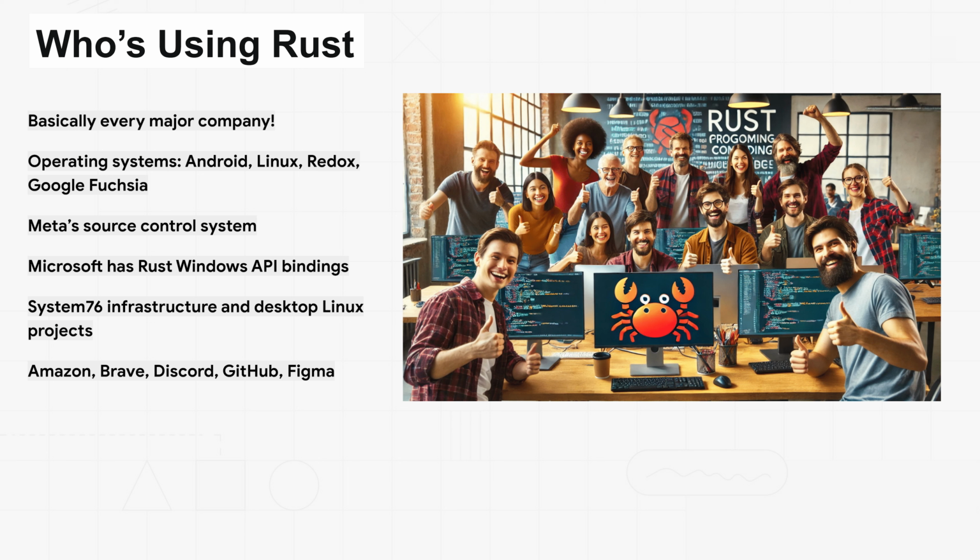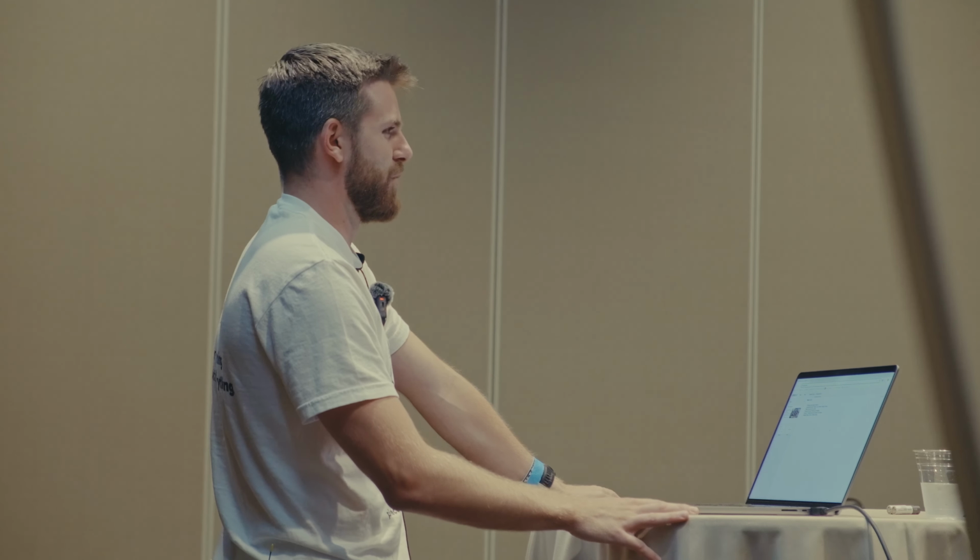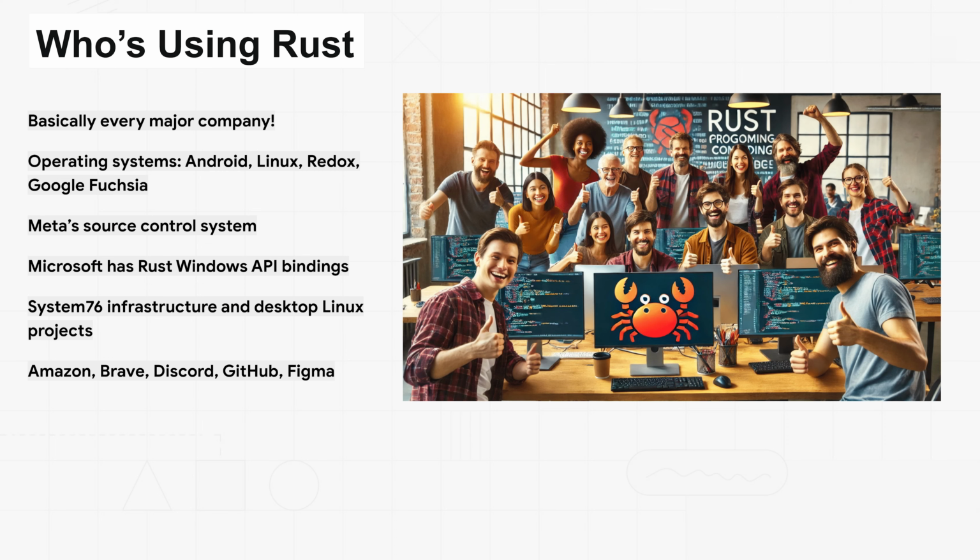Meta uses it in their control system. Microsoft has all of their Windows APIs bound to Rust. System76 writes a lot of their infrastructure and Linux projects. And then just to list many more: Amazon, Brave, Discord, GitHub, Figma. It's every major company is using it in some way. And if they're not currently, they probably will soon.